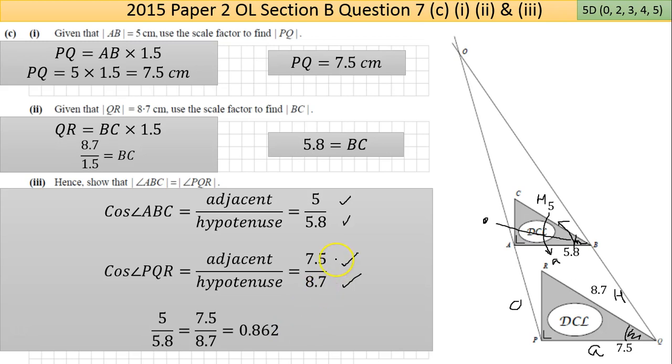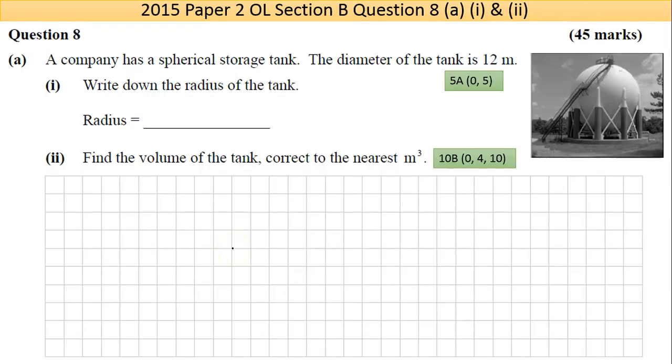Now you could go and find the angles and then state the angles being equal. But then you'd have to find the inverse cos of both those fractions, which is more work, and it's not necessary. So that's part C, 1, 2, 3.